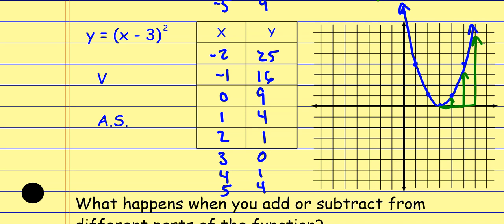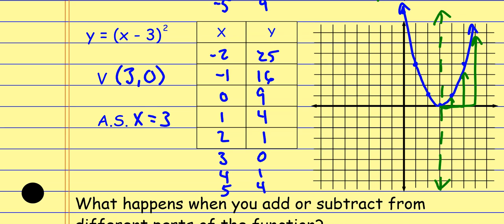If that same pattern exists, all I have to do is know where the vertex is, and then I can use that pattern to graph it. Okay? So this time the vertex is at 3, 0. It's moved to the right 3 units. And so I get x equals 3 for the axis of symmetry. And if you haven't figured it out by now, the axis of symmetry is always x equals the x value from the vertex, because the line that cuts this thing in half always goes through the vertex.